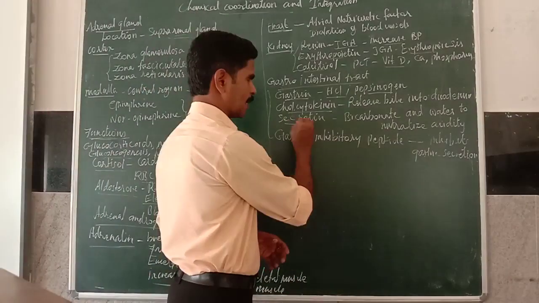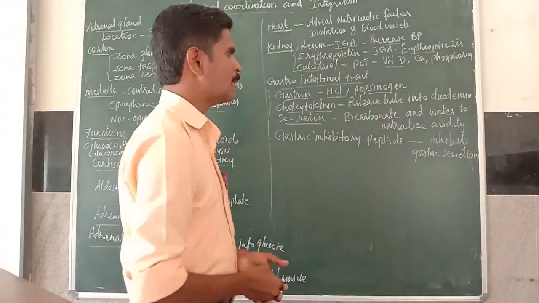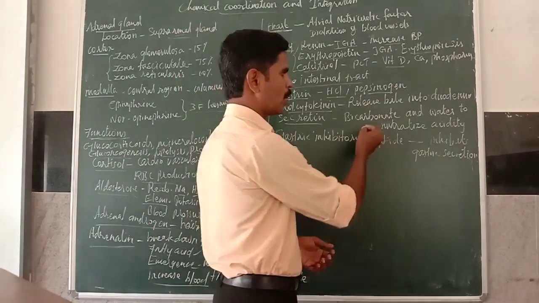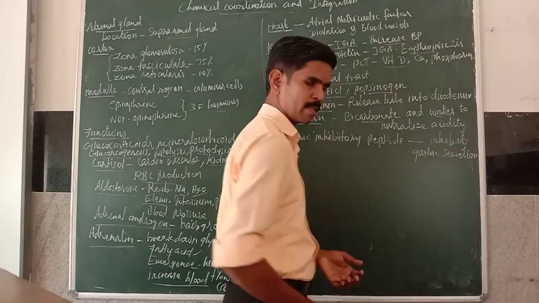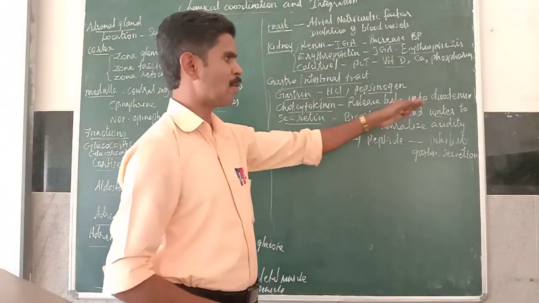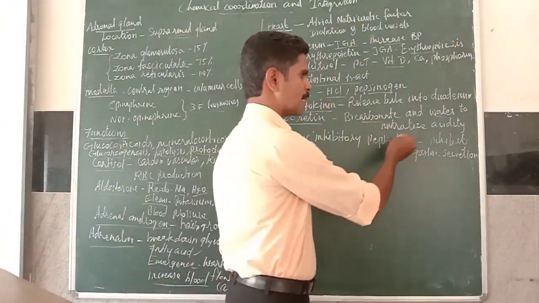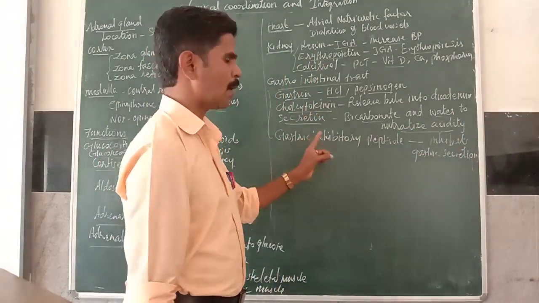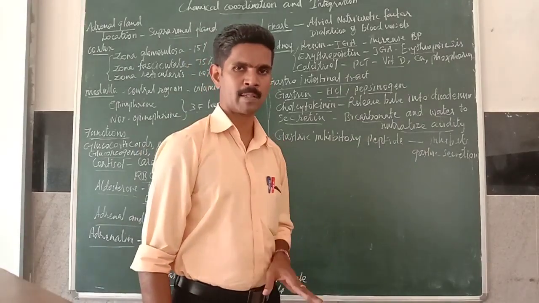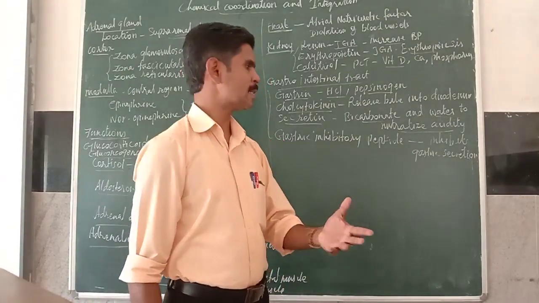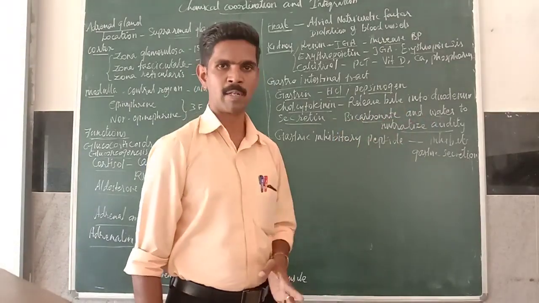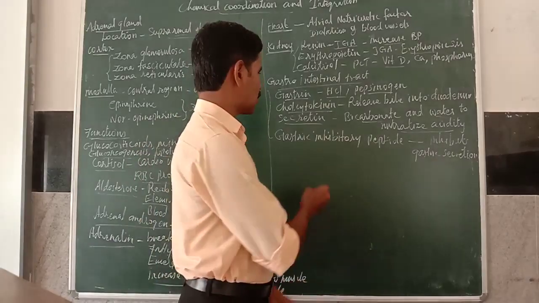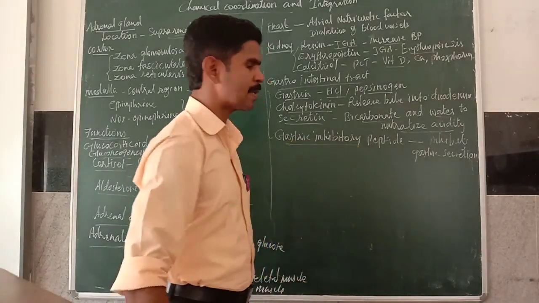Then the next one is secretin. This secretin hormone stimulates the acidic cells of the pancreas to produce more bicarbonate and water molecules. These bicarbonate and water molecules are very important to neutralize the acidity. Once again, the function of the secretin hormone: it acts on the acidic cells of the pancreas, so immediately these cells produce bicarbonate and water molecules to neutralize the acidity. Understand? Then the last hormone is gastric inhibitory peptide.